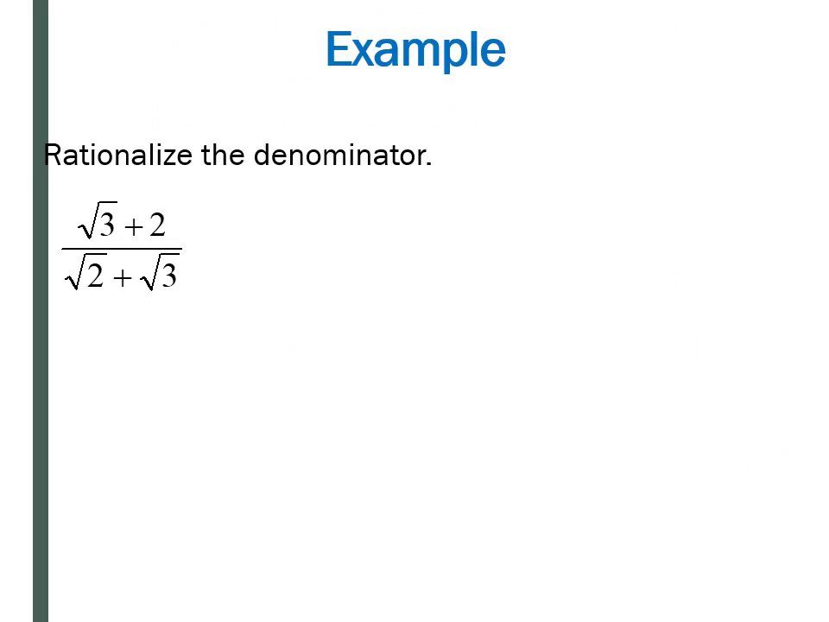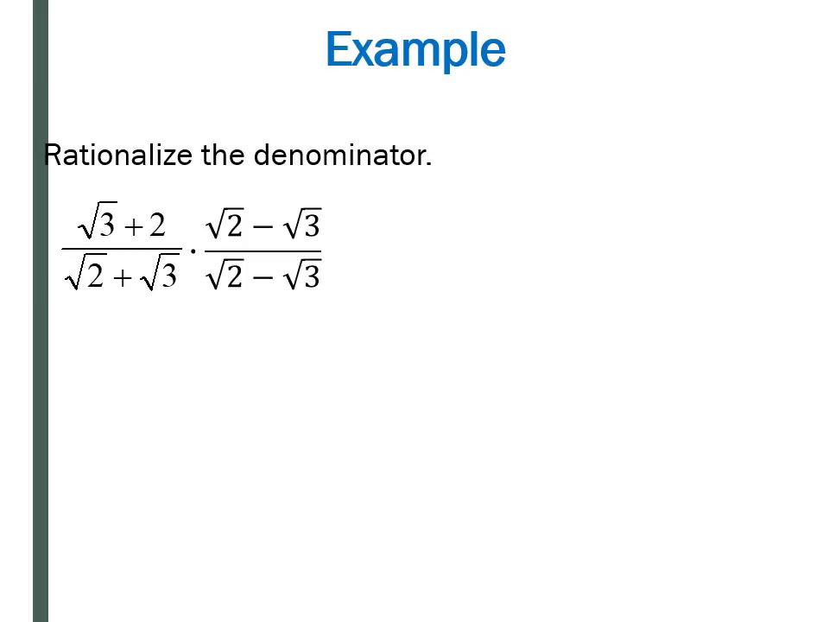So let's go a little bit bigger. We have the square root of 3 plus 2 divided by the square root of 2 plus square root of 3. Remember, we're only focused on the denominator. So instead of adding square root of 2 and square root of 3, we're going to subtract. I'm going to multiply the numerator and the denominator by that.